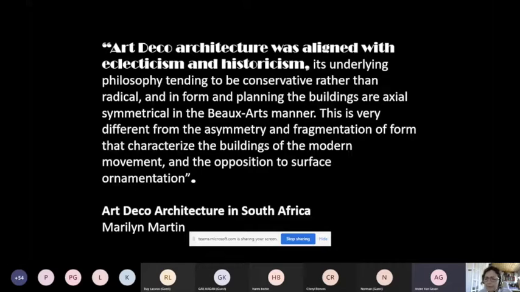So in the first, this is Marilyn Martin, who many of you might know, was the director of the National Gallery here in Cape Town. And her definition of what Art Deco is, I think, goes to the heart of it: that it's eclectic. In other words, it draws from many sources, and historicist. So it's conservative. It's not radical like the modern movement, which one thinks of in terms of the Bauhaus, architects like Le Corbusier in France. So underlying it is an axial symmetry, drawing essentially on Beaux-Arts elements. And so it differs very much from the characteristics that we identify with the modern movement.